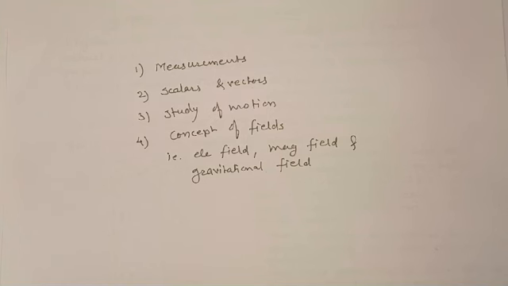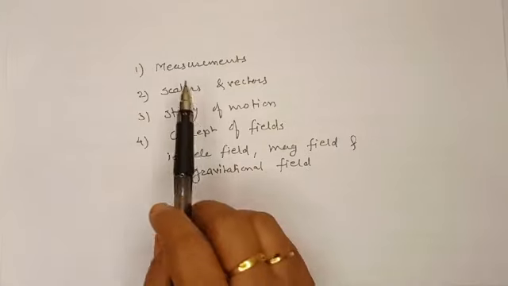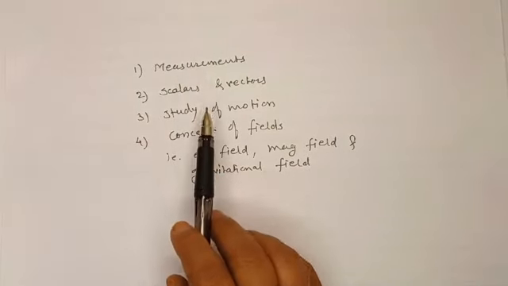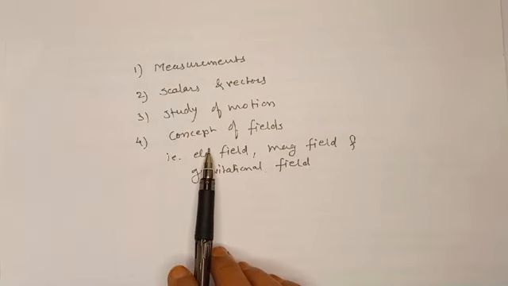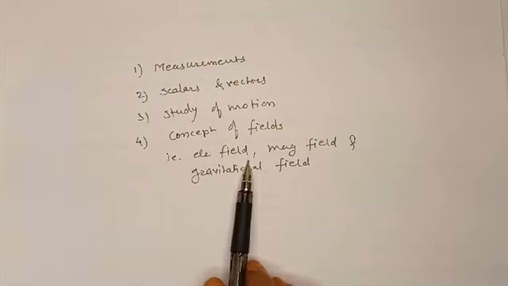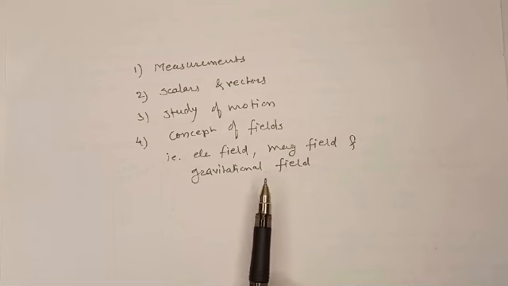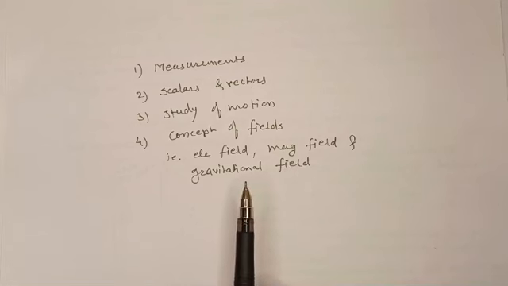Complete study of physics depends on four main basic points. These are measurements, scalars and vectors, study of motion, concept of fields, that is electric field, magnetic field and gravitational field. When we understand these basic concepts, the study of physics becomes very easy. I am going to explain these concepts step by step in a very easy way.